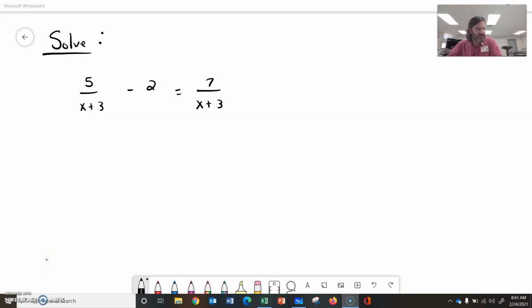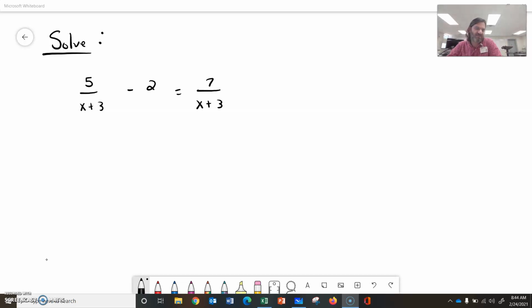Okay, we're solving rational equations, and the one we have here is the fraction 5 over x plus 3, minus 2 equals the fraction 7 over x plus 3. And we solved rational equations a long time ago, but not true rational equations. They didn't have x's in the denominator.